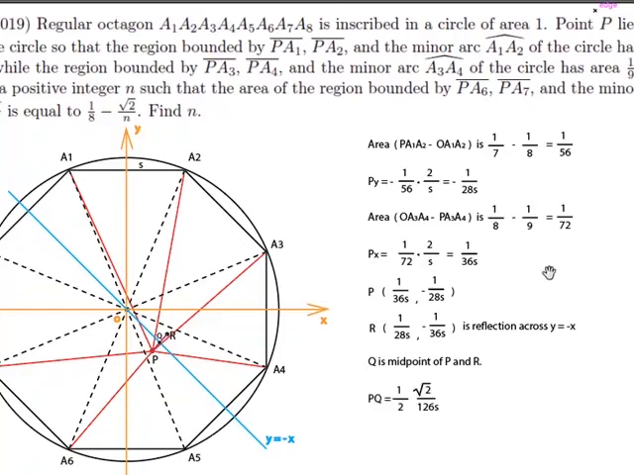and the length of PR is 1/28s minus 1/36s times square root of 2. And this is 1/2 times rad 2 over 126s, which is rad 2 over 252s.